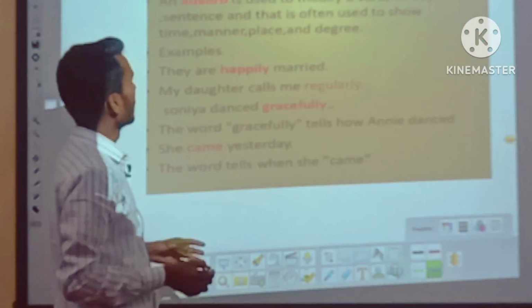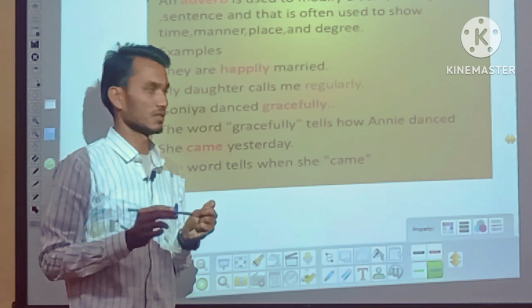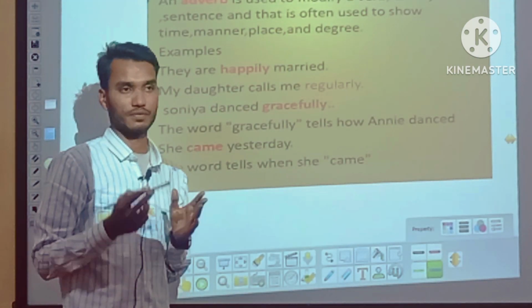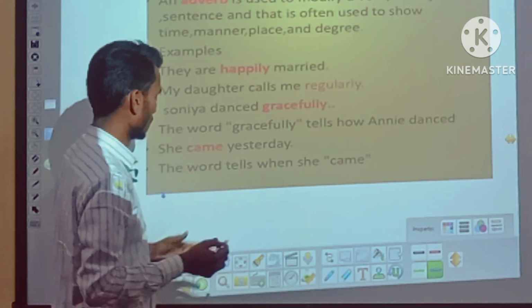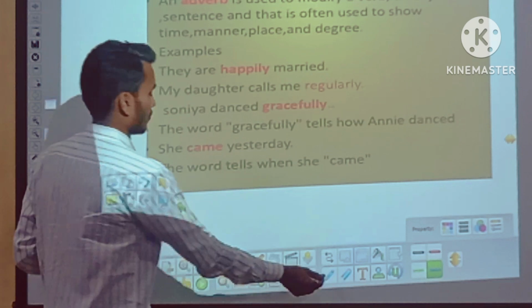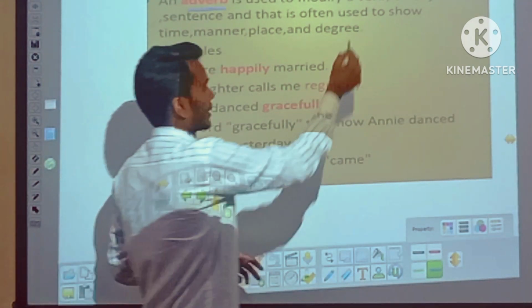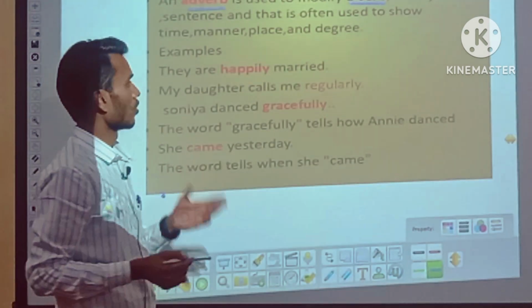Then we have the adverb. I think the verb is very clear to you: it tells the action or the state of being of the subject. Then we have the adverb. What is an adverb? An adverb usually modifies the verb.